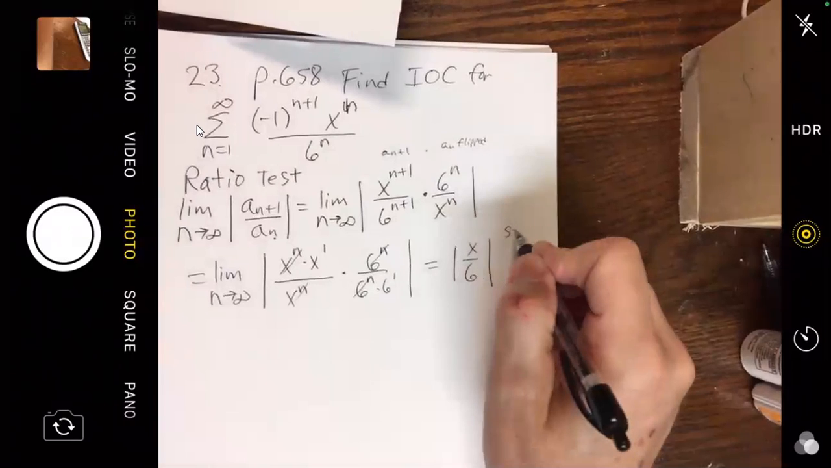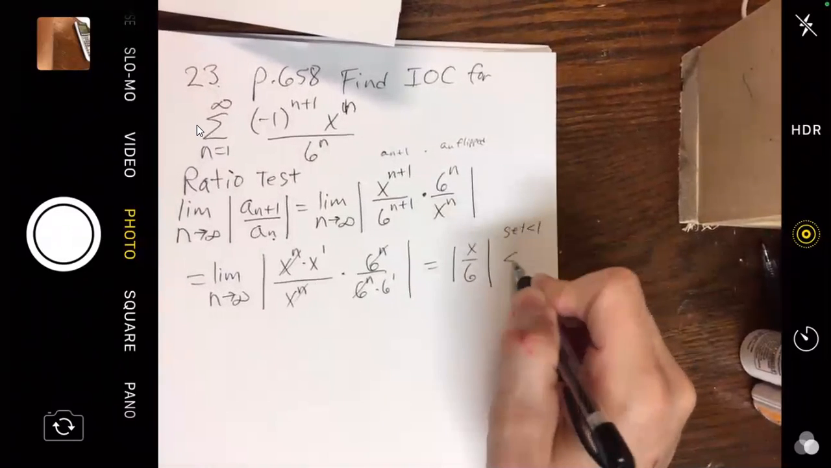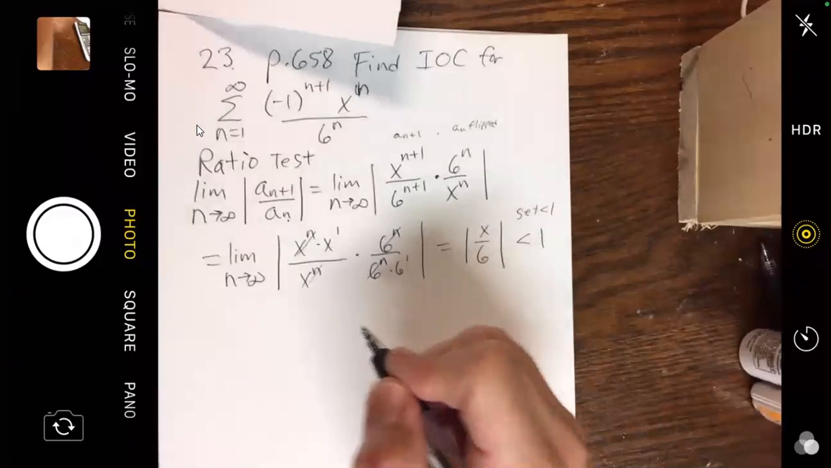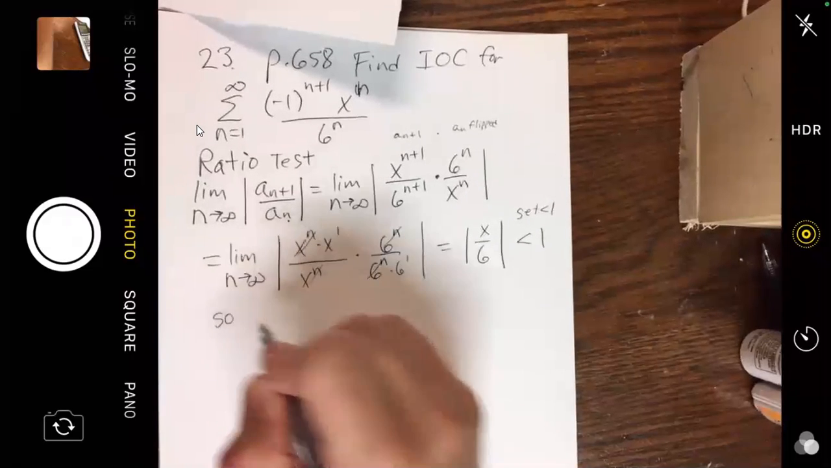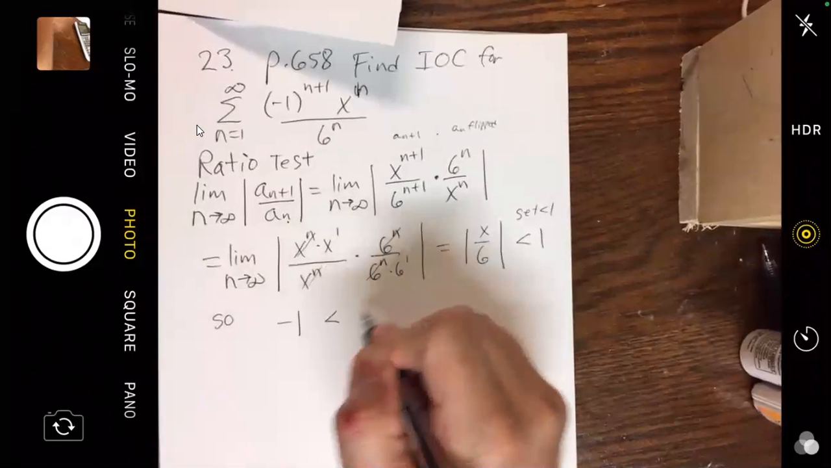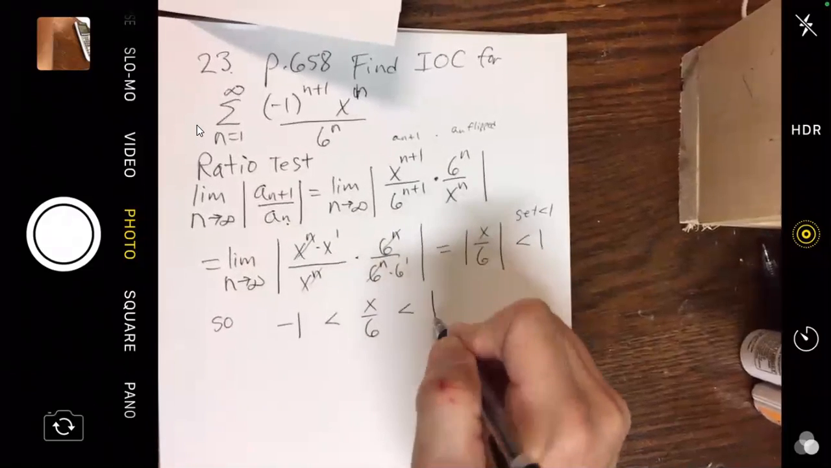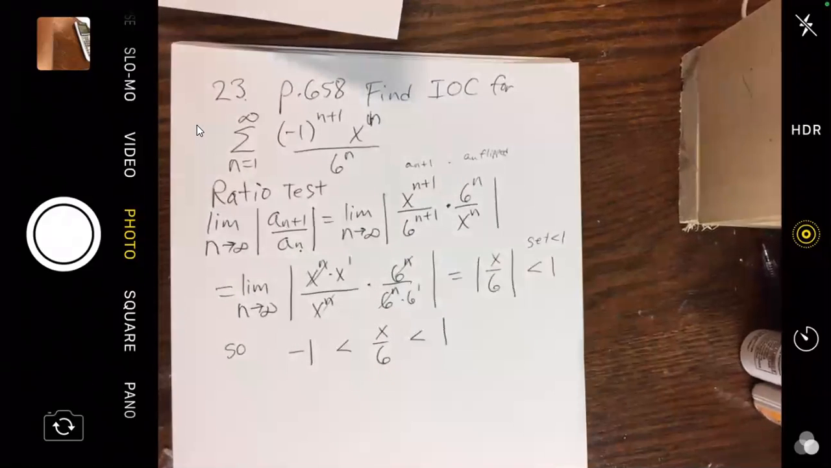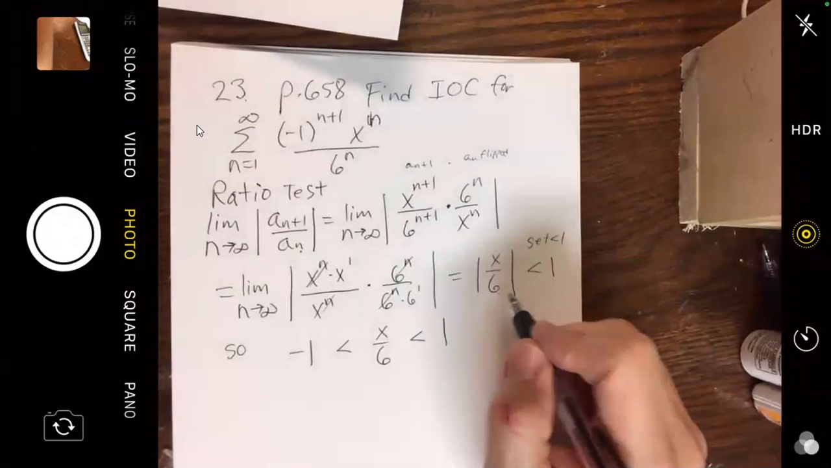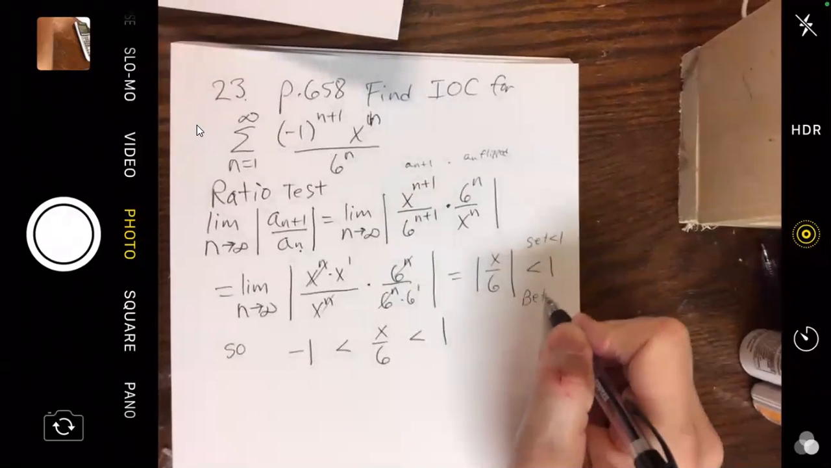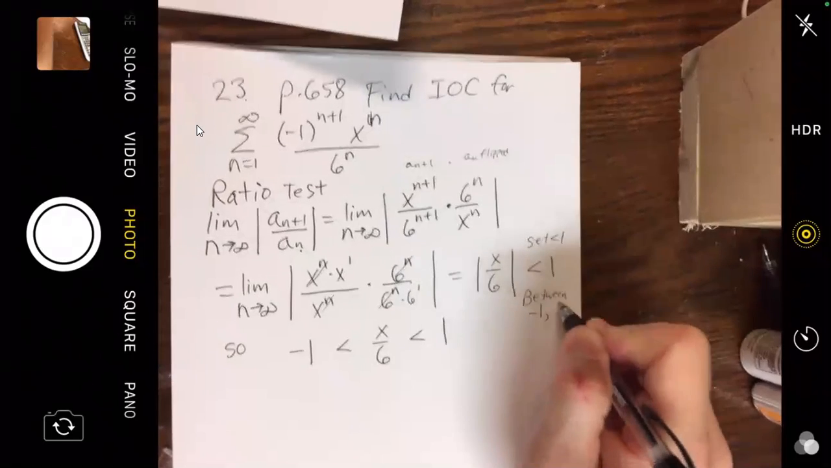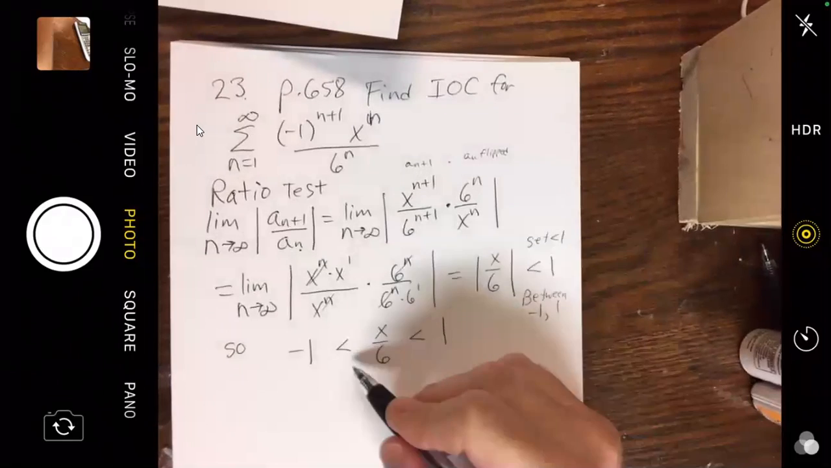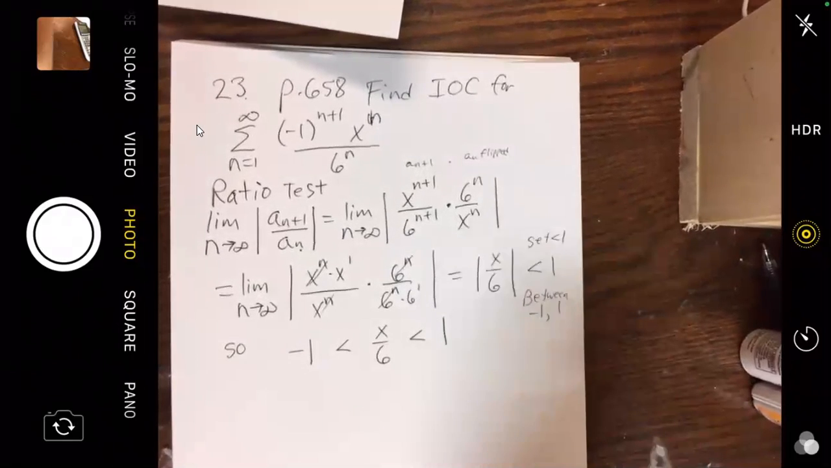And so you want to set that less than 1. So -1 is less than x over 6, which is less than 1. In other words, whatever this blob is, it winds up between -1 and 1. And again, at this stage, we use strict less-thans because that is the condition on the ratio test.